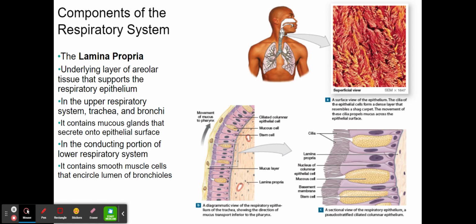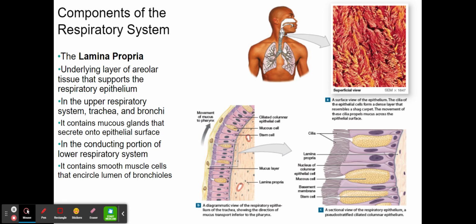A mucosa is a mucous membrane, one of the 4 types of membranes introduced in 168. It consists of an epithelium and an underlying layer of areolar tissue. The lamina propria is the underlying layer of areolar tissue that supports the respiratory epithelium. In the upper respiratory system, the trachea and the bronchi, the lamina propria contains mucus glands that discharge their secretions onto the epithelial surface. The lamina propria in the conducting portion of the lower respiratory system contains bundles of smooth muscle cells.